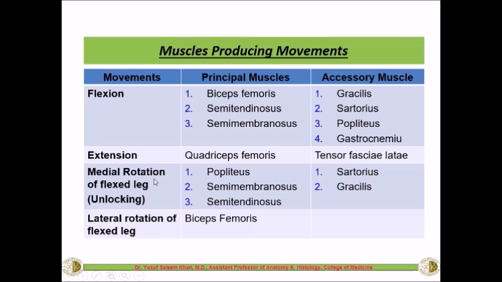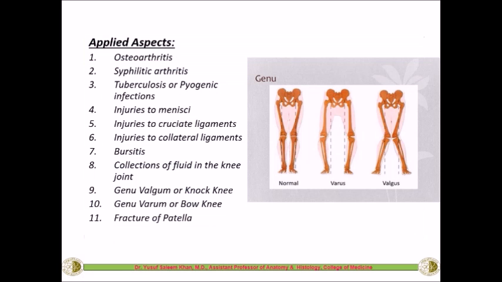Coming to the medial rotation of the flexed leg, it will be done by the popliteus muscle, semimembranosus, as well as the semitendinosus. Accessory muscles are sartorius and gracilis. Coming to the lateral rotation of the flexed leg, that will be done by the biceps femoris.